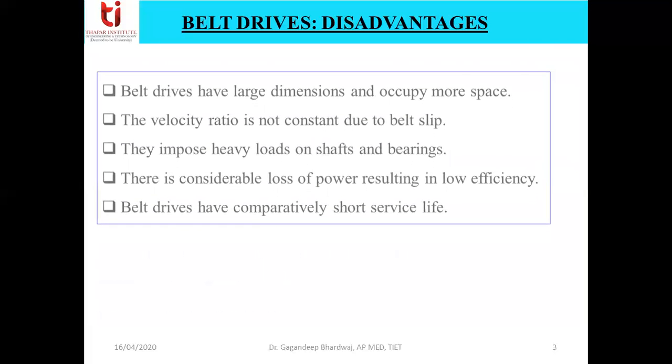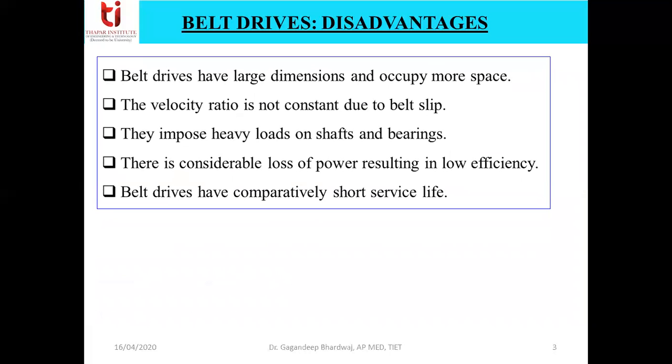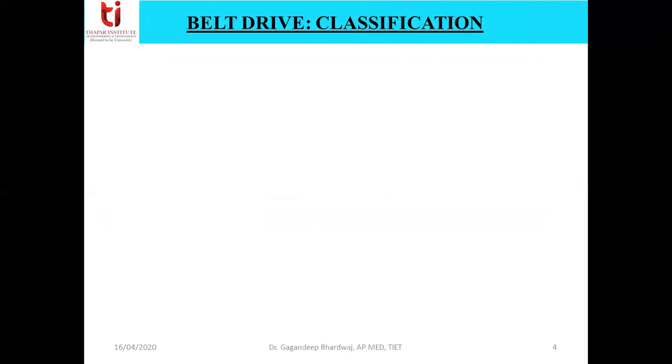The disadvantage is that the two pulleys are lying far away from each other. There is no direct contact, so they will occupy more space as compared to rigid type. The velocity ratio is not constant due to belt slip. They impose heavy load on shaft and bearing. There is a considerable loss of power resulting in low efficiency. Belt drives have comparatively short service life. So these are the certain disadvantages of belt drive.